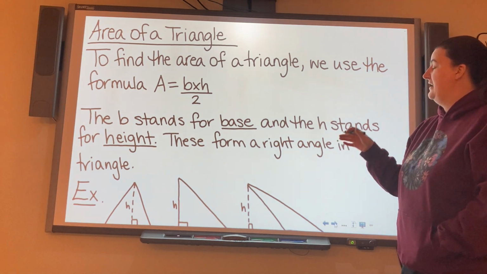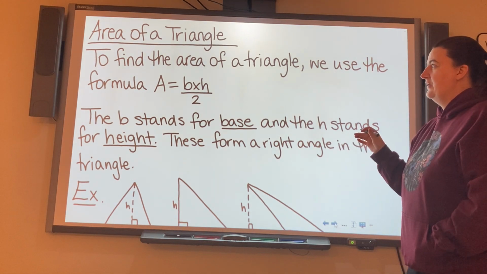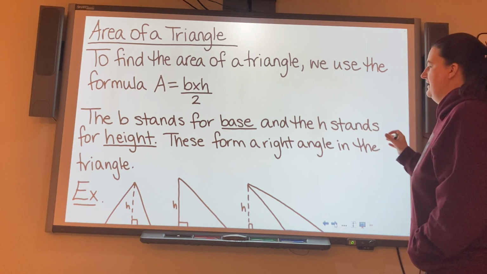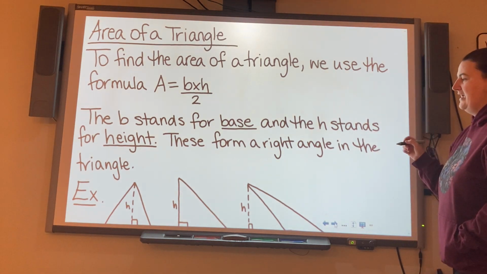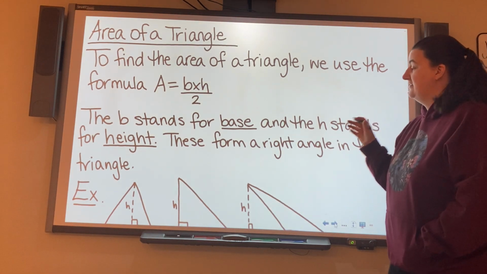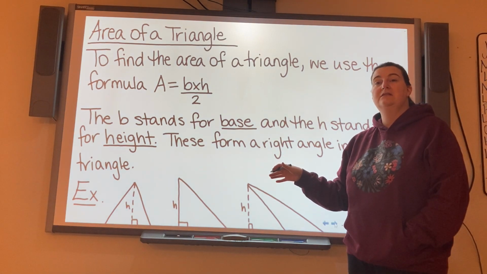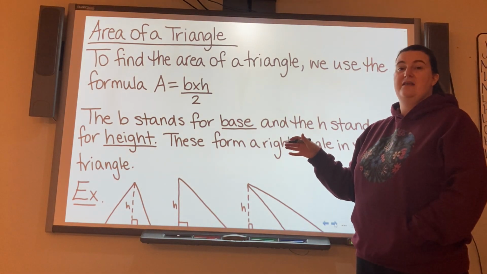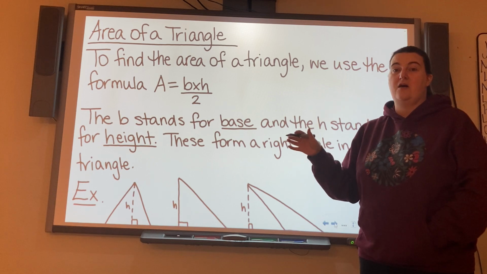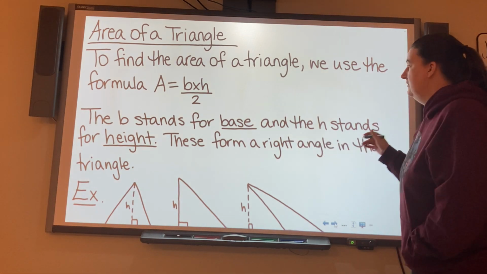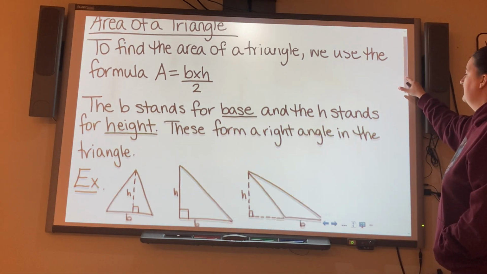These form a right angle in the triangle. So what I mean by that is the base and the height are not necessarily going to be sides of the triangle. The base is a side. The height is not always going to be on the triangle. So let's take a look at some examples.